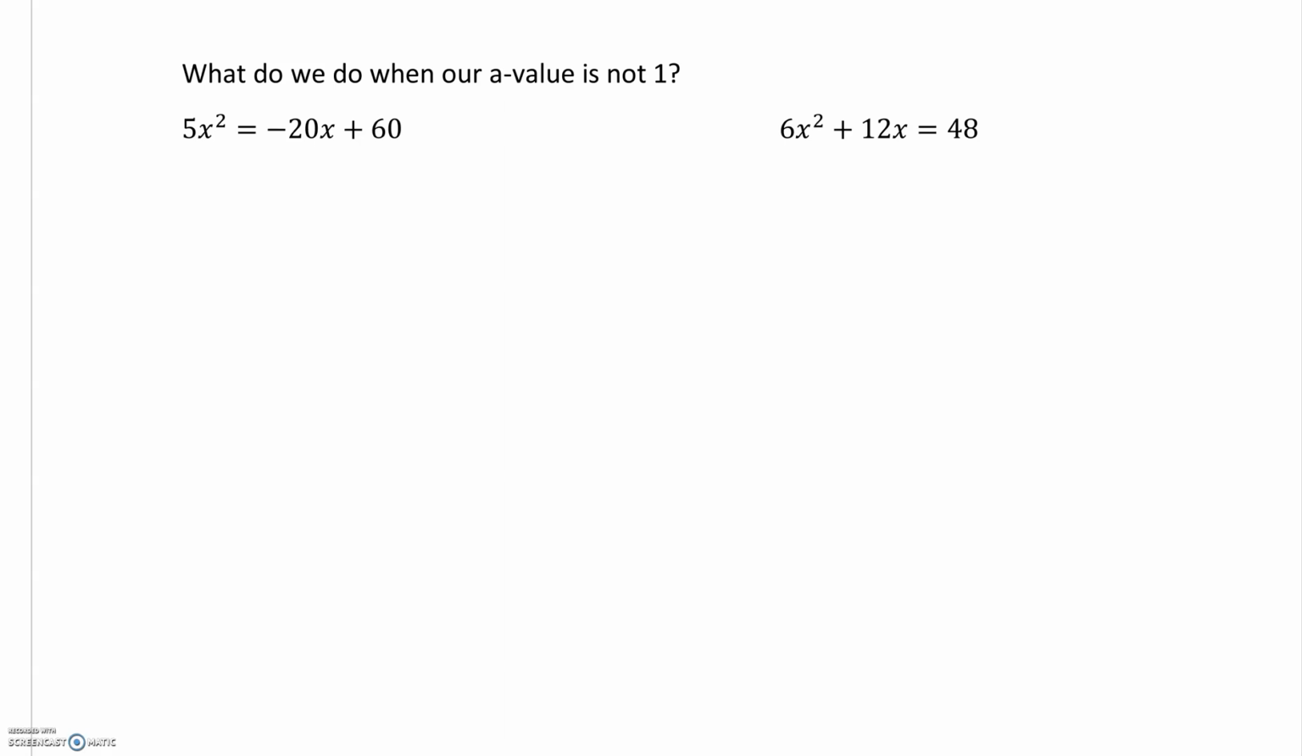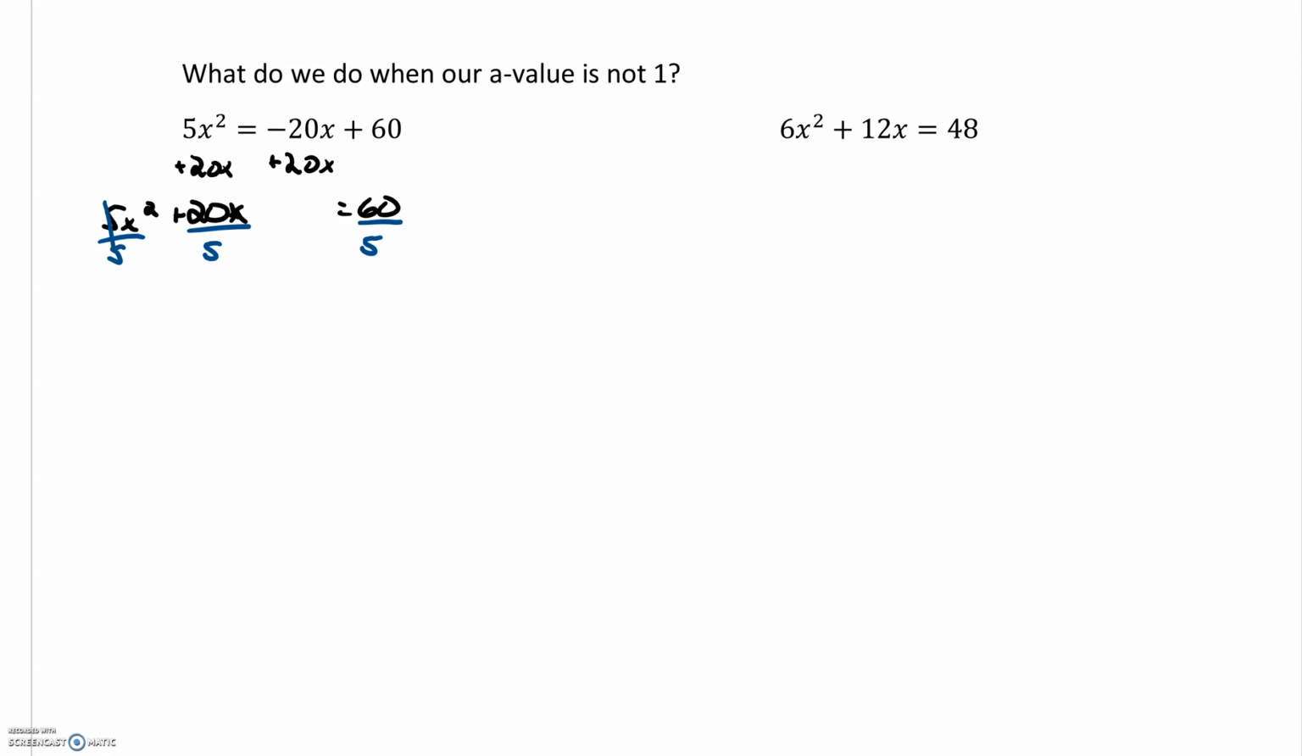Okay, so with this first equation, I'm going to do everything exactly as I would normally. I want to move this 20 to the other side, so I'm going to add 20x to both sides. So I should have 5x squared plus 20x, leave a space, and that's going to be equal to 60. Now, to make this a value 1, I need to get rid of this multiply by 5, so I'm going to divide by 5, but I have to divide every single term in the equation by 5.